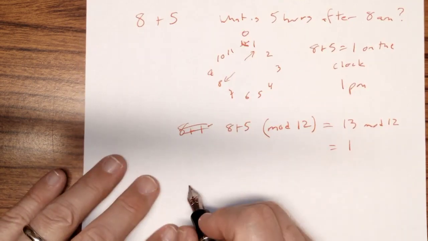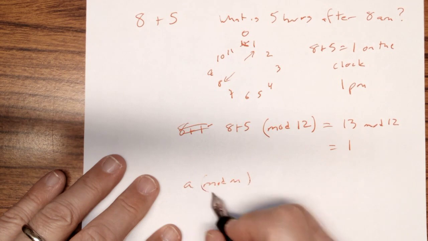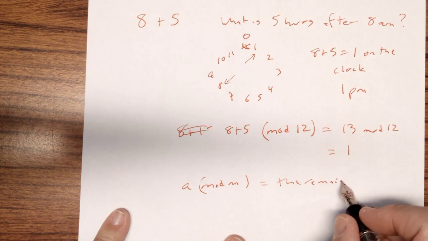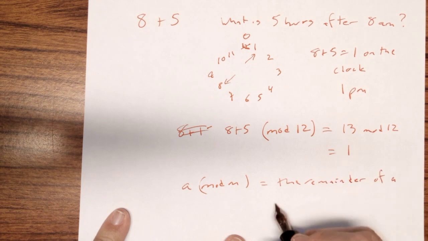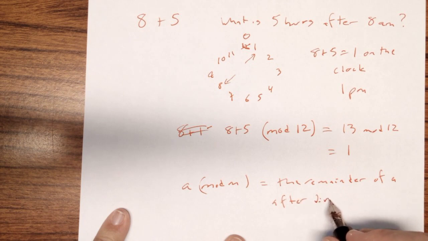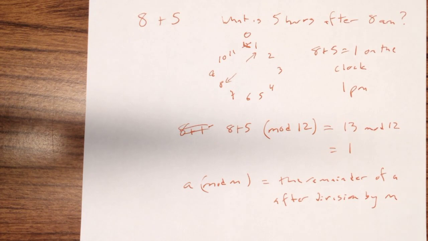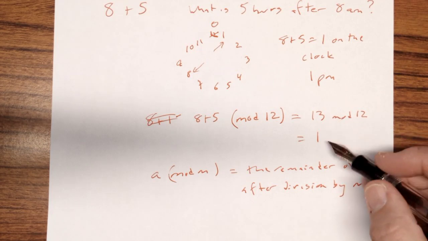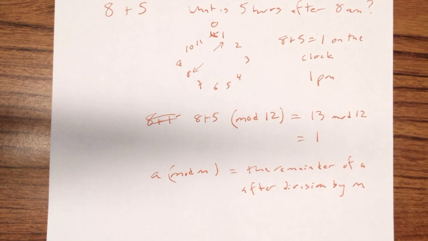So I'm actually going to write this to mean the remainder of A after division by M. I'm working with A mod M to mean the remainder. And that means that 13 and 1 are really the same idea when I'm thinking of remainders after dividing by 12.